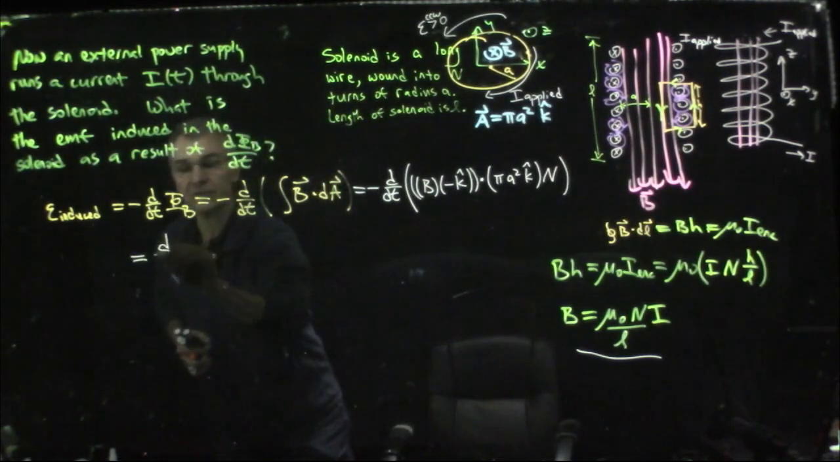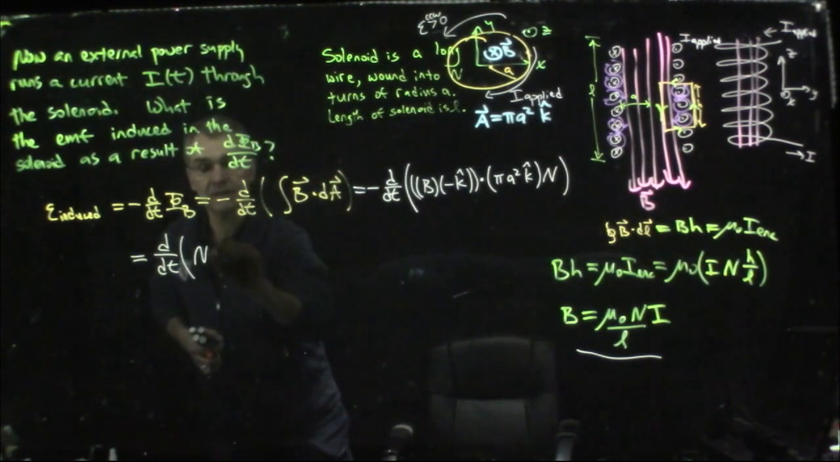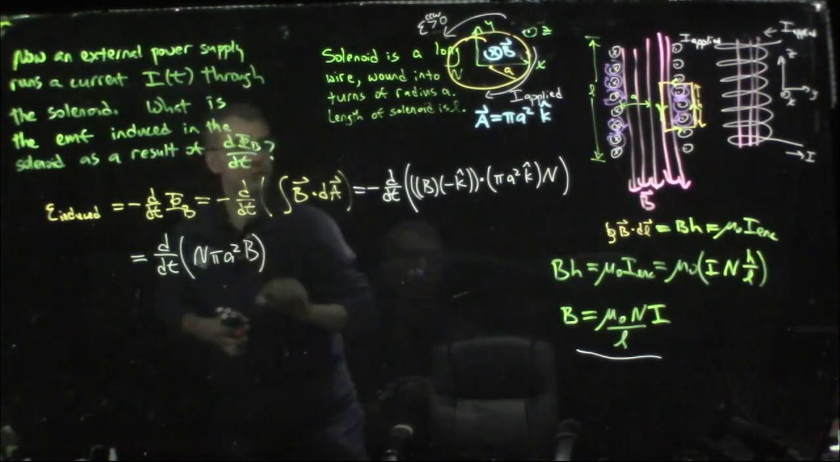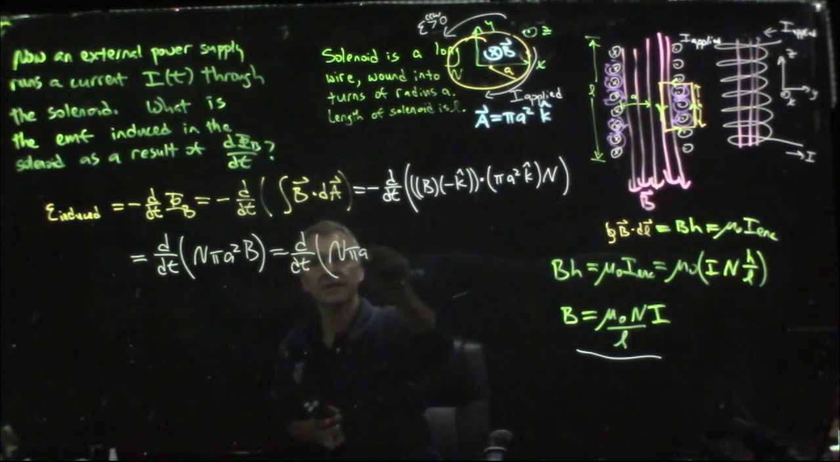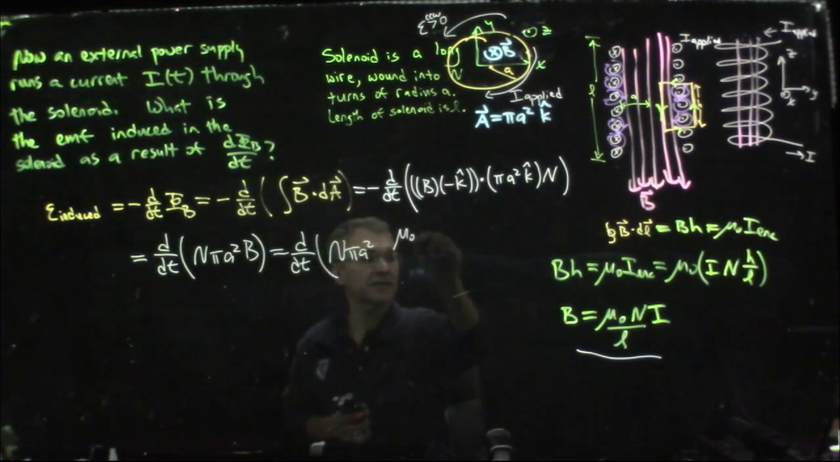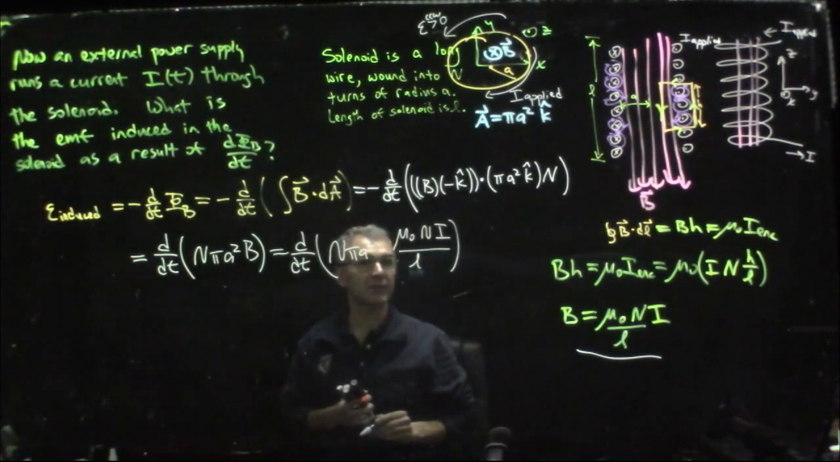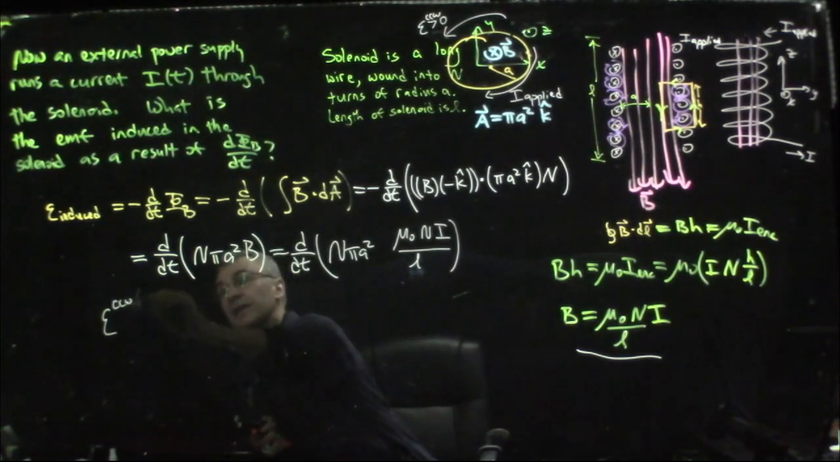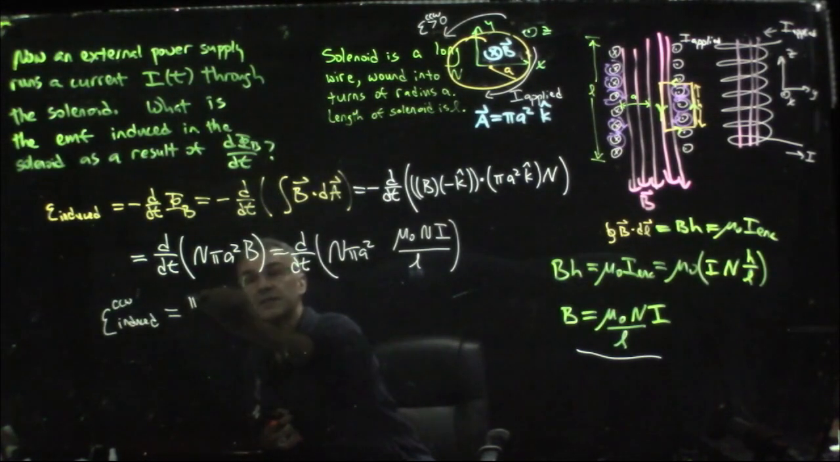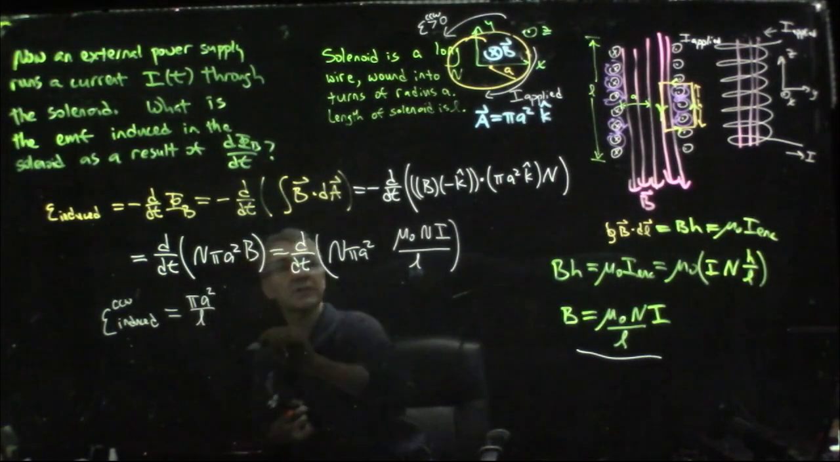So this equals d by dt of n pi a squared B. I can plug in my expression for B, so this is d by dt of n pi a squared times mu naught n I over L, and the only thing that's time dependent here is the current I. So this induced EMF counterclockwise is pi a squared over little l mu naught n squared di by dt.